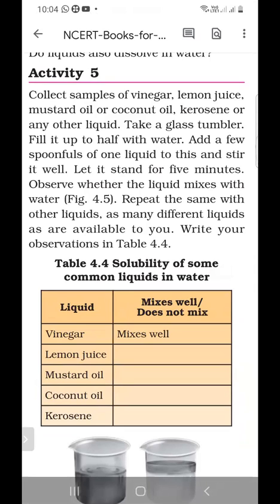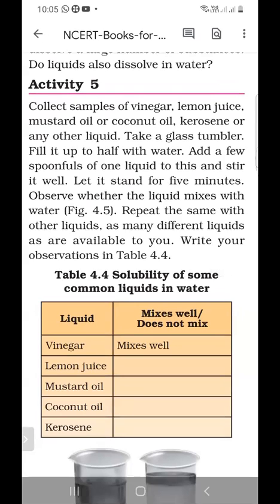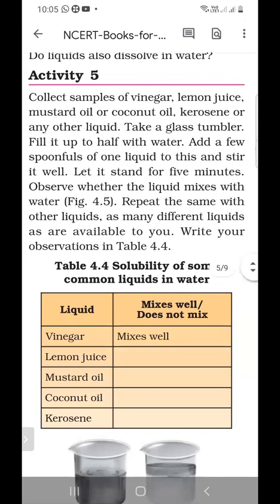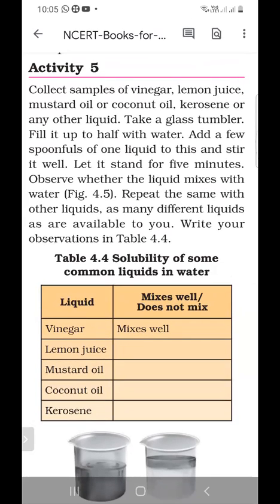So the liquids which mix into the water are called miscible liquids, and the liquids which do not dissolve into the water are called immiscible liquids. Suppose vinegar mixes well, then it is called a miscible liquid. And lemon juice, it mixes well, so it is called a miscible liquid. And suppose kerosene does not mix into the water, then it is called an immiscible liquid. So these are miscible liquids and immiscible liquids.